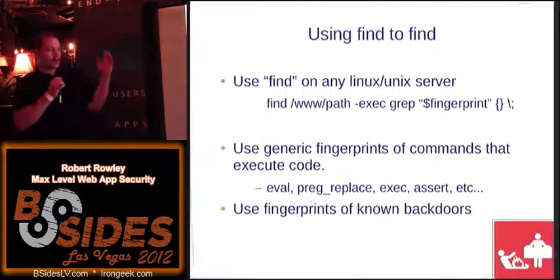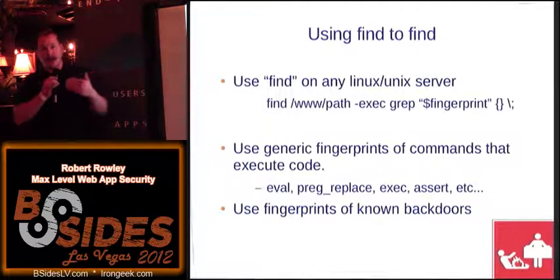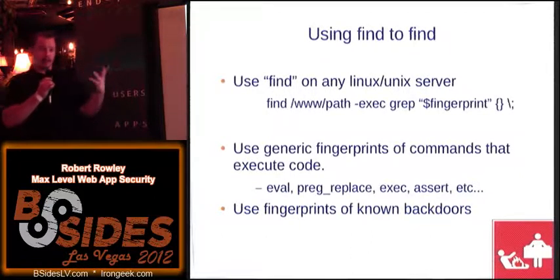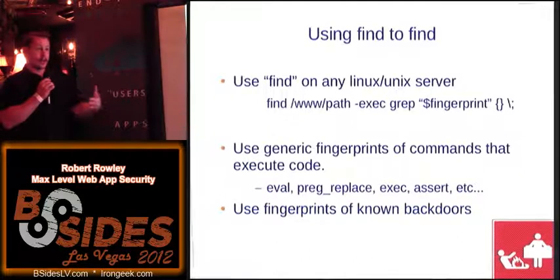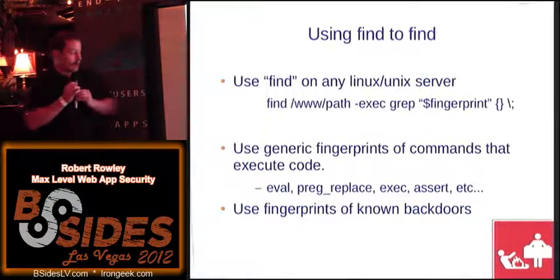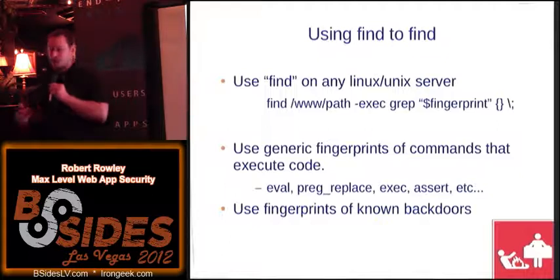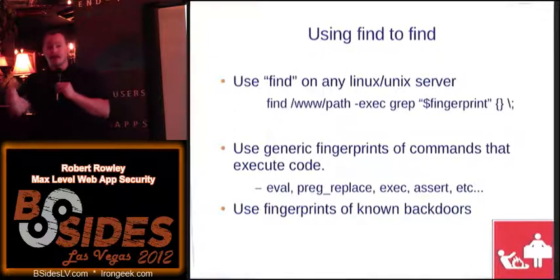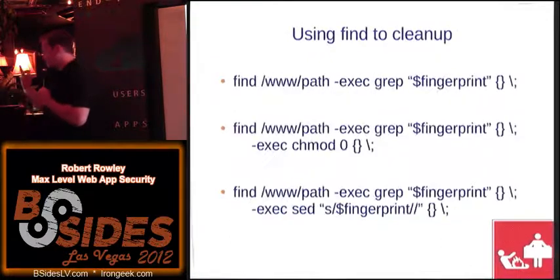So find them all. You can look for some generic ones and find out either a compromised web shell, or some piece of your code that is really stupid because it's running eval for some reason because it can't do whatever functionality it needs to do in PHP itself. And you can also use fingerprints for known backdoors. This is a much better way to do it, but you have to have a good sample set. I'll also show you how to gather your own backdoors. I should stop saying backdoors.